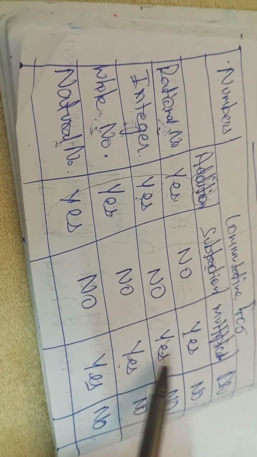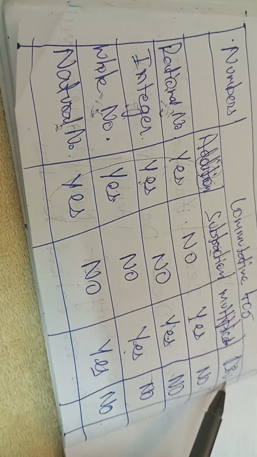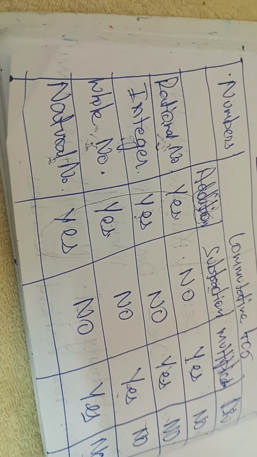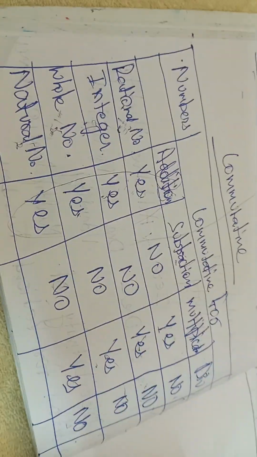Addition, all the numbers are commutative, we can change the order. Multiplication, we can change the order. Subtraction, no. Division, no. Okay, this was your commutative property.